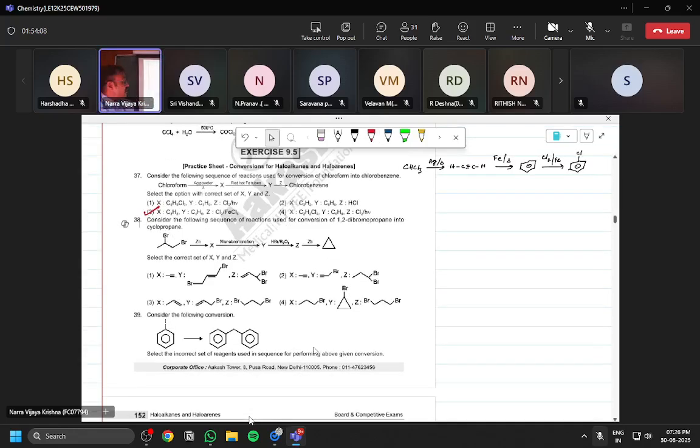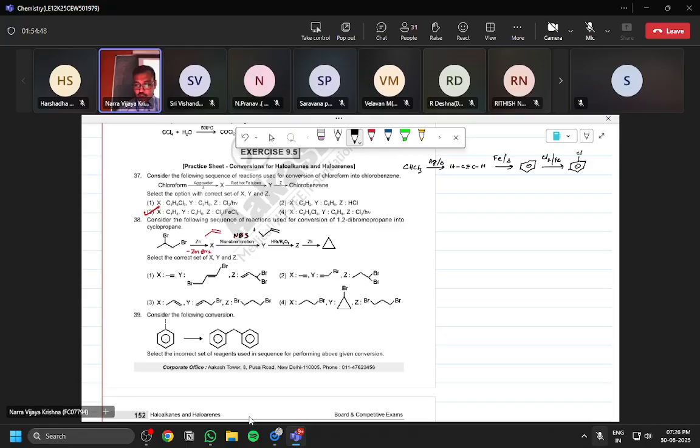Next one. Dibromopropane allowed to react with zinc. What happens? ZnBr2 is lost. If ZnBr2 is lost, you will get alkene. Then you are doing monobromination. Maybe N-bromosuccinimide I am using, NBS. NBS will do monobromination only. Then what happens? NBS will do allylic halogenation.